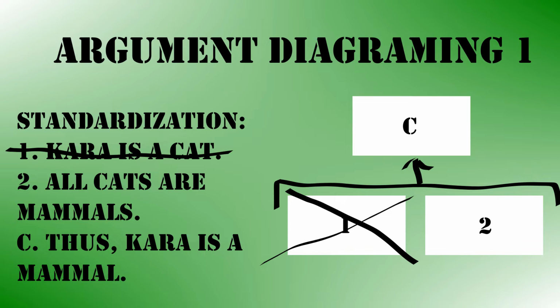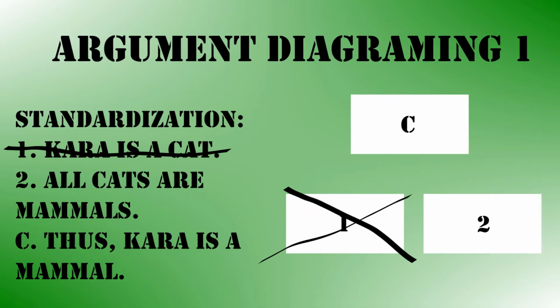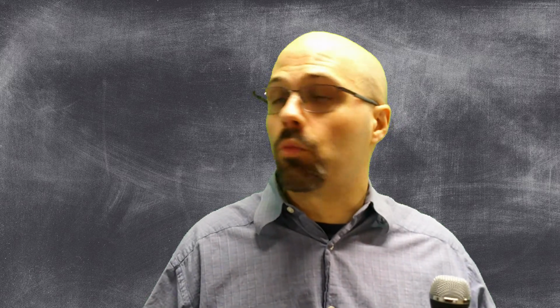If Kara is actually the name of my dog and not the name of my cat, then the argument is worthless. The argument's not going to give us any reason to believe that the conclusion is true, because the two premises only give us a reason to think that the conclusion is true if both of them are right, if both of them work together.